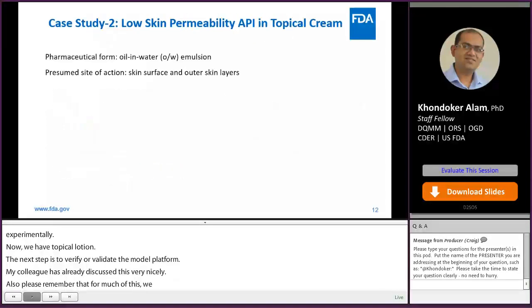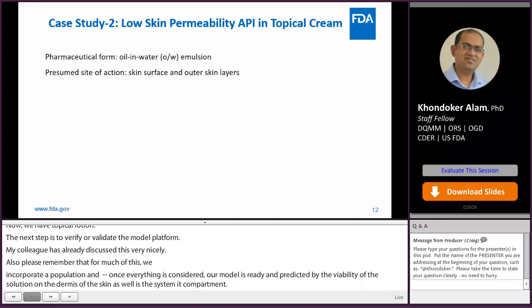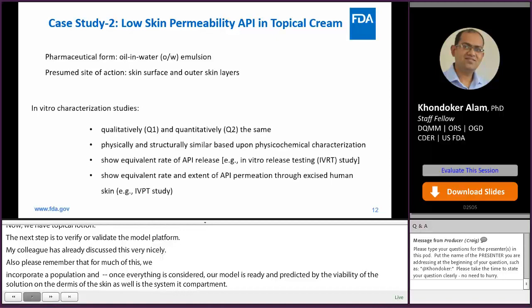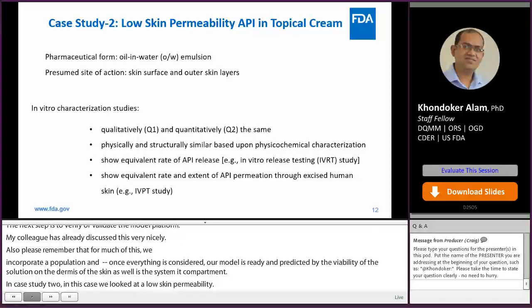Case study 2. In this case study, we will consider a hypothetical topical cream in which the API has low skin permeability. The pharmaceutical form of this hypothetical cream is an oil in water emulsion, and the presumed site of action is skin. Also assume that the agency allows an in vitro characterization-based bioequivalence approach, which includes an IVPT study.